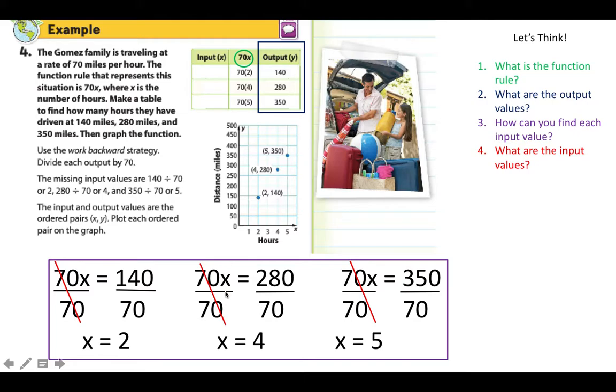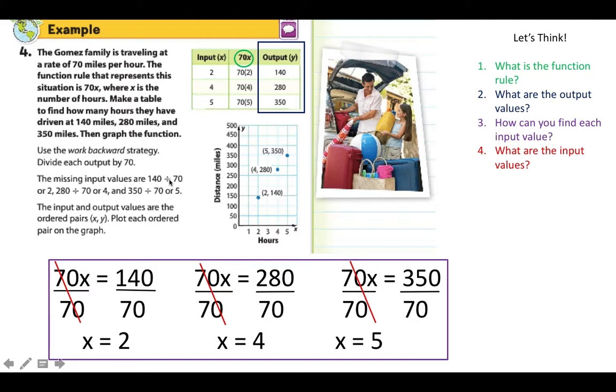Same thing here, dividing by 70 on both sides, and x is going to be equal to 4. And in the last one, where our output was 350, dividing by 70 on both sides of my equation gives me 5. So my input values are 2, 4, and 5. And of course, if I wanted to check, I could always take each of those and put them into the function rule to get the same output values.